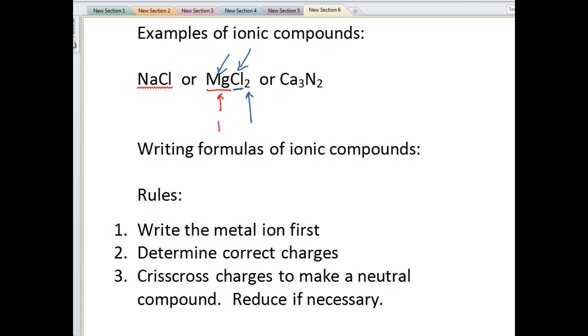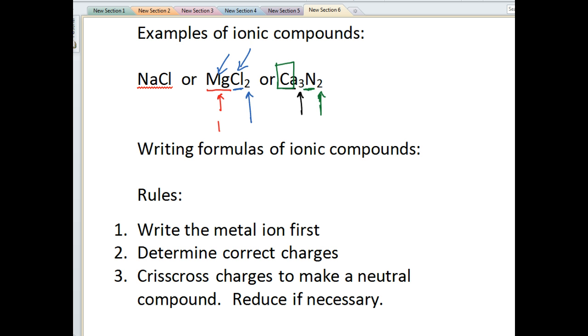And this last one here, we have calcium, and it looks like we have three calciums. That 3 behind the calcium tells us that there are three of those in this compound. And then we also have nitrogen there, and that 2 tells us there are 2 nitrogens. So again, there's our metal listed first, there are 3 of them, and this is also an ionic compound. Those are good examples of ionic compounds.